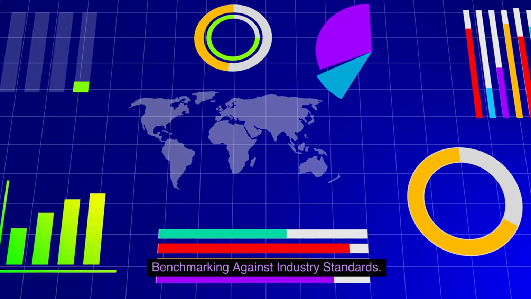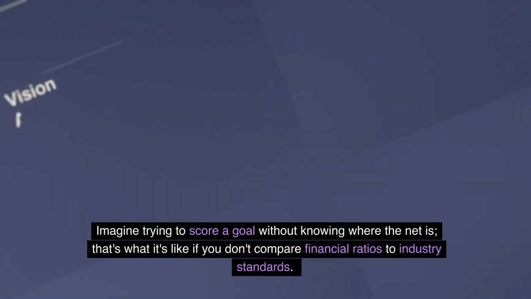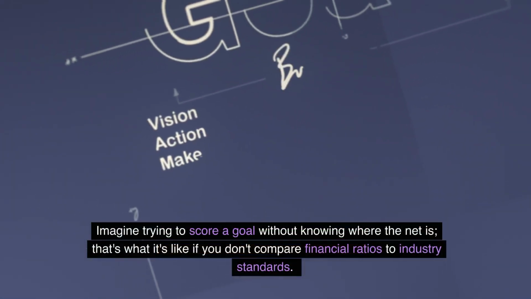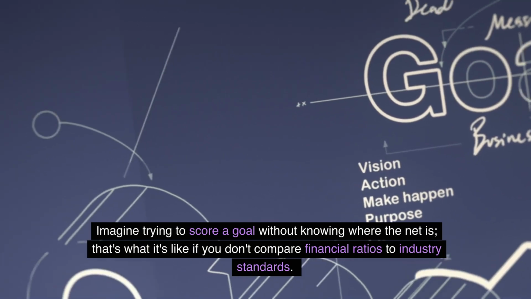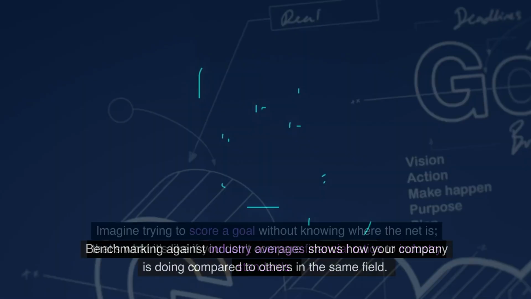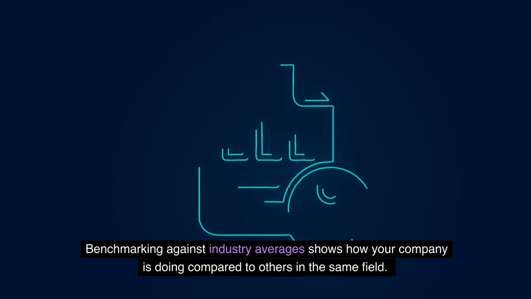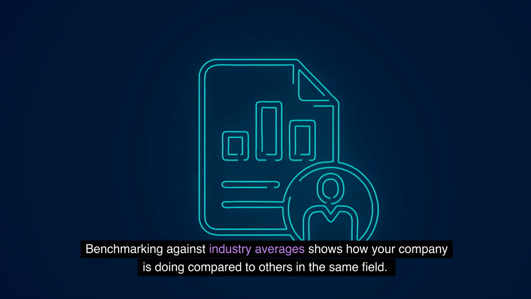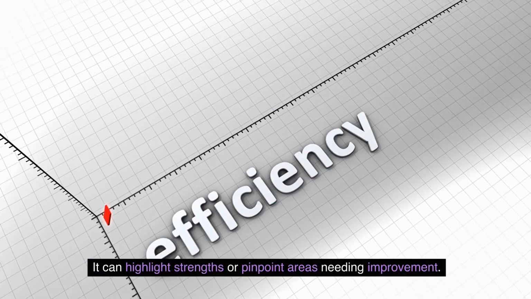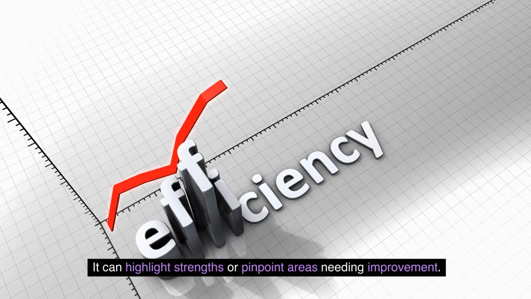Benchmarking against industry standards. Imagine trying to score a goal without knowing where the net is. That's what it's like if you don't compare financial ratios to industry standards. Benchmarking against industry averages shows how your company is doing compared to others in the same field. It can highlight strengths or pinpoint areas needing improvement.